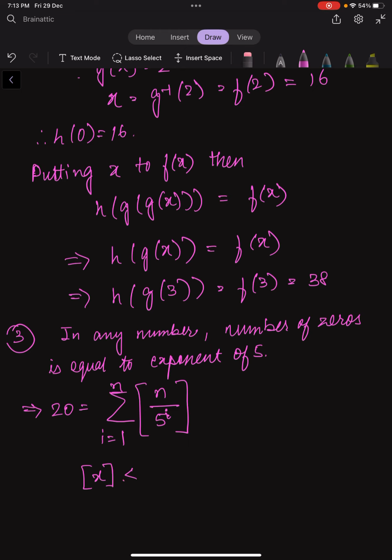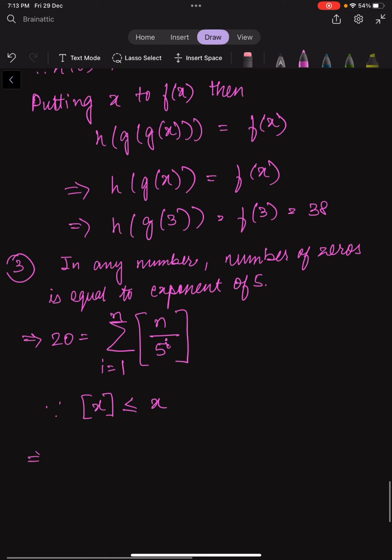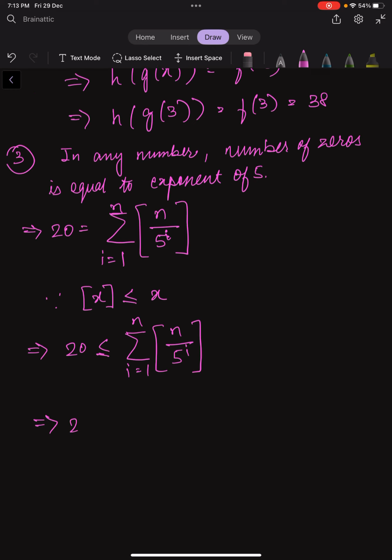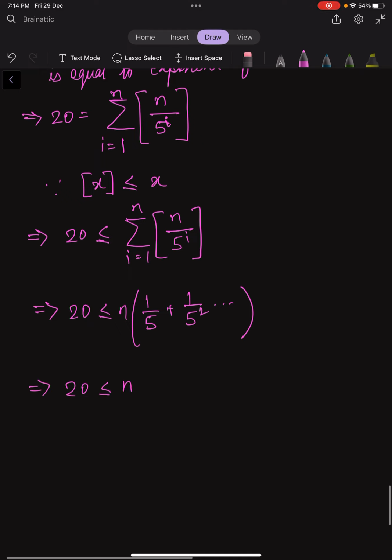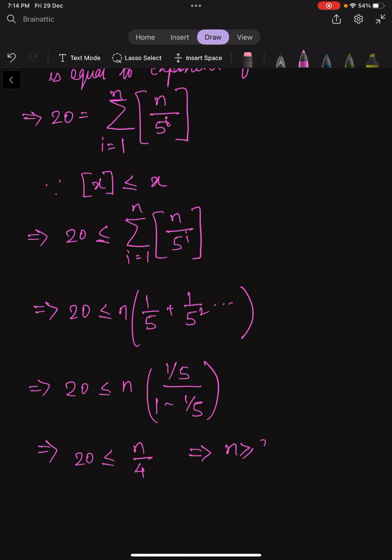Now, since the floor function is always less than or equal to the value, we can easily write that 20 is less than or equal to summation i is equal to 1 to n of floor of n divided by 5 power i. So this we can again write as n into (1 by 5 plus 1 by 5 square plus dot dot dot). Since this is an infinite geometric progression, we can give this as n into (1 by 5 divided by 1 minus 1 by 5). This is nothing but n by 4, which implies that n is greater than or equal to 80.